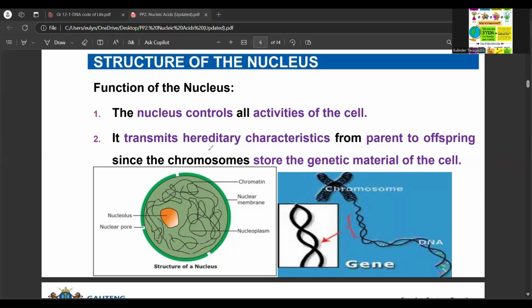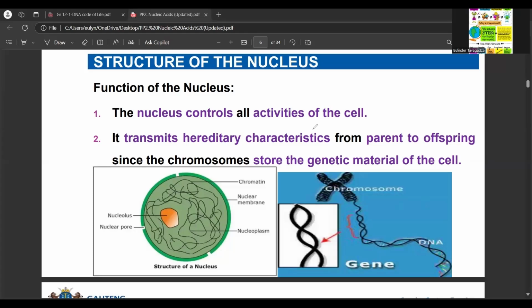Then the second point says it transmits hereditary characteristics from the parent to the offspring, since the chromosomes store the genetic material of the cell. We want to go on to check exactly what is a chromosome. If you can check on my diagram here, you're given an example of a chromosome there. The chromosomes occur in the nucleus of every living cell.